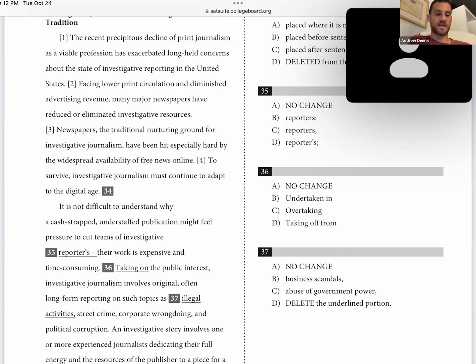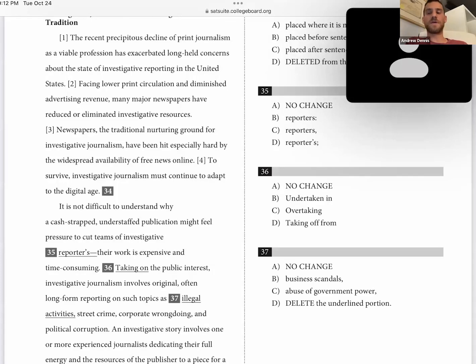The phrase "undertaken in" appropriately identifies why and for whom investigative journalism is conducted in the public interest. That is to serve the interests of all the people instead of only a few. Choice A is incorrect because "taking on" the public interest implies that investigative journalism is the adversary of the public interest. That is, it takes on or confronts the interests of the ordinary people. Choice C is incorrect because it implies that investigative journalism overpowers or takes control of the public interest. Choice D is incorrect because it is unclear what "taking off from" the public interest might mean in this context.